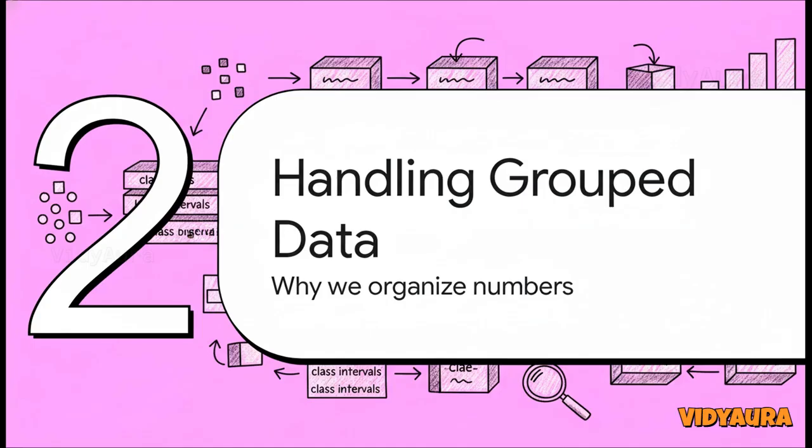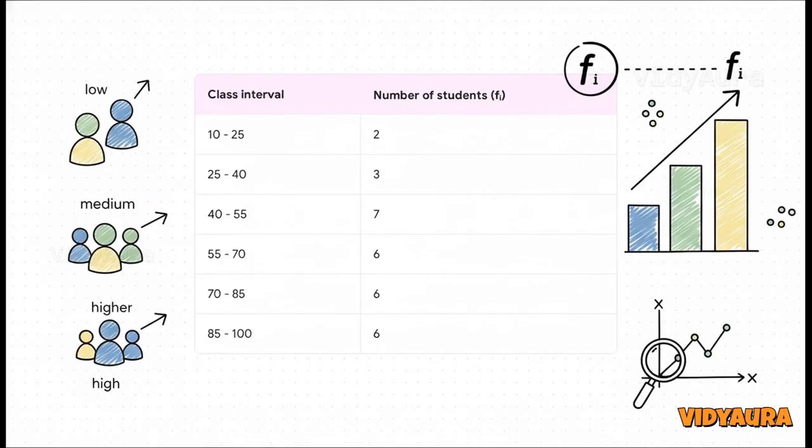Well, instead of dealing with every single number, we organize them. We put them into nice, neat groups, and we call these groups class intervals. This little trick makes everything so much easier to handle. And there we go. See how much cleaner that is?